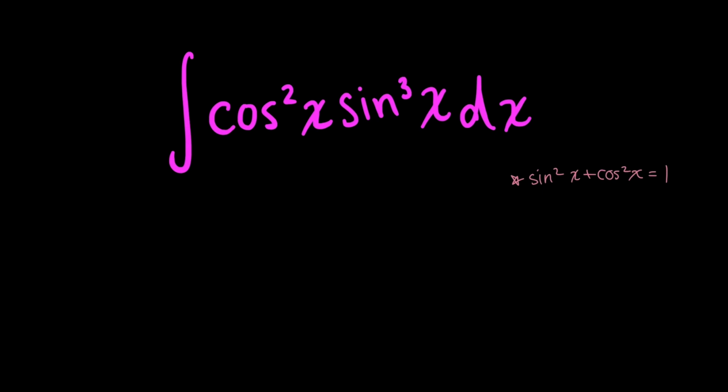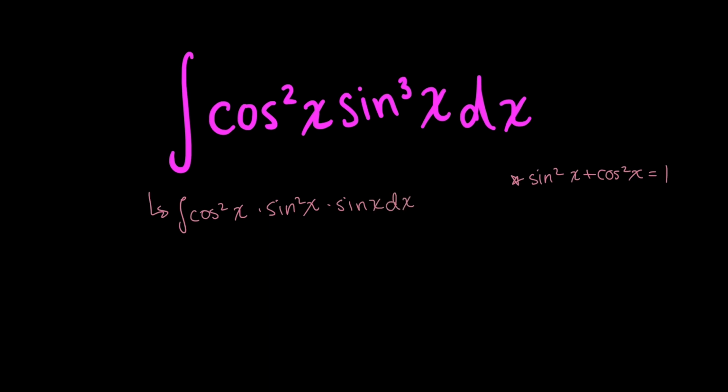So we have cosine squared x, which is an even power, and sine raised to an odd power. Whatever is raised to an odd power, you would want to factor one of it out. So this integral can be rewritten as cosine squared x times sine squared x, because I'm taking one of those sines out, so it's times sine x dx.